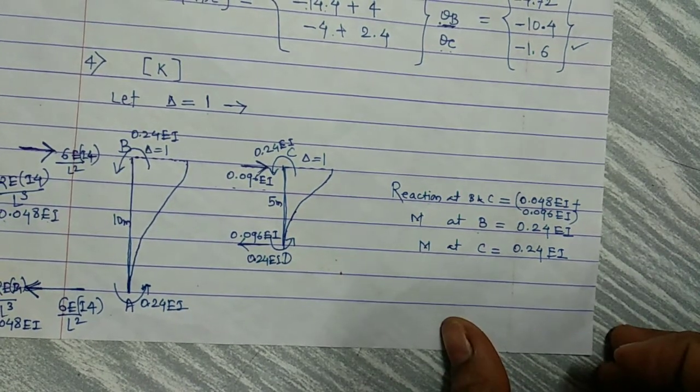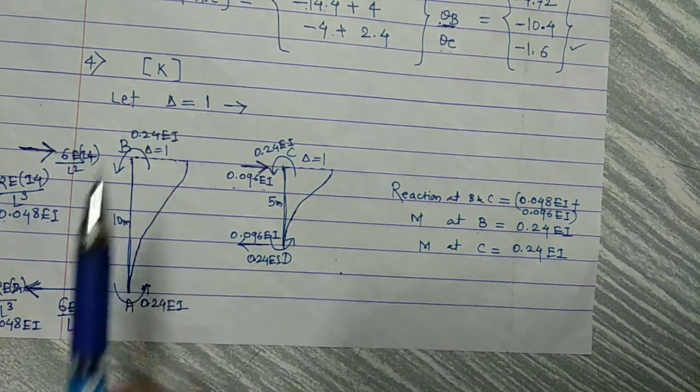Now let us take the second degree of freedom, that is when delta B equals 1.